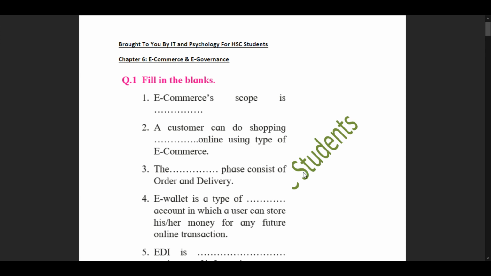Today we are going to be discussing the exercise solution for Chapter 6 E-commerce and E-governance. I am uploading this before our concepts explanation because many students on the Telegram group have asked for this, and the comment section has also been asking for the solutions of Chapter 6. So I am uploading this for you guys.